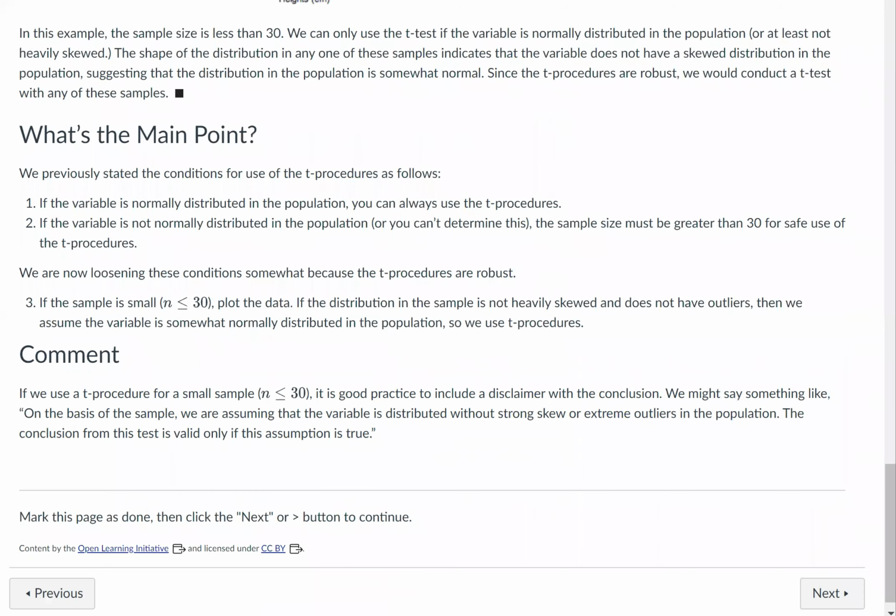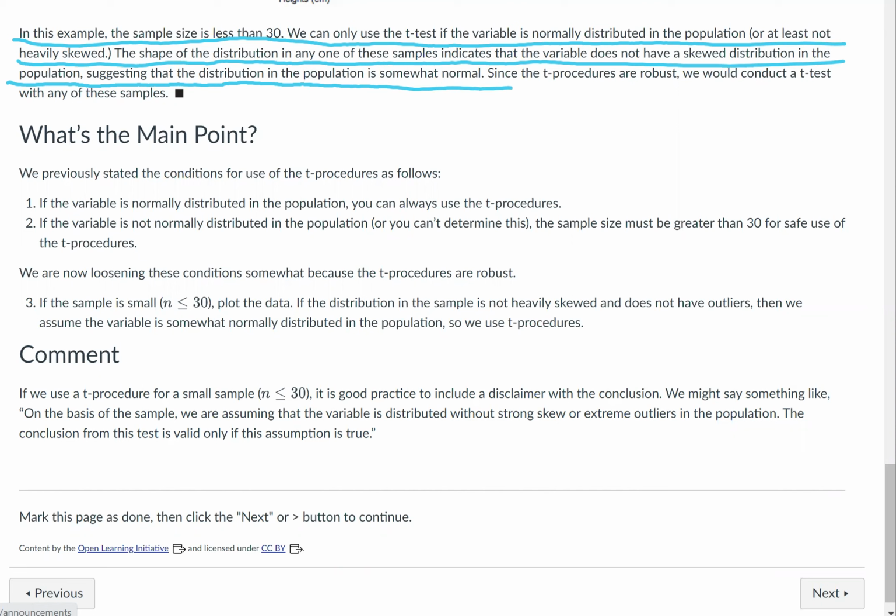Okay. Now in this sample, the sample size is less than 30, just like in the last example. We can only use the t-test if the variable is normally distributed in the population, or at least not heavily skewed. The shape of the distribution in any one of these samples indicates that the variable does not have a skewed distribution in the population. This suggests that the distribution in the population is somewhat normal. Since the t-procedures are robust, like we defined above, we would conduct a t-test with any of these samples.